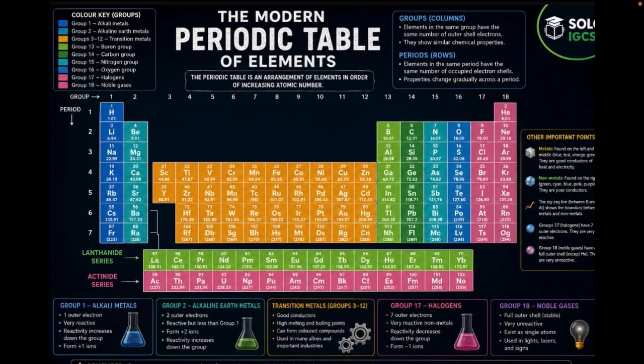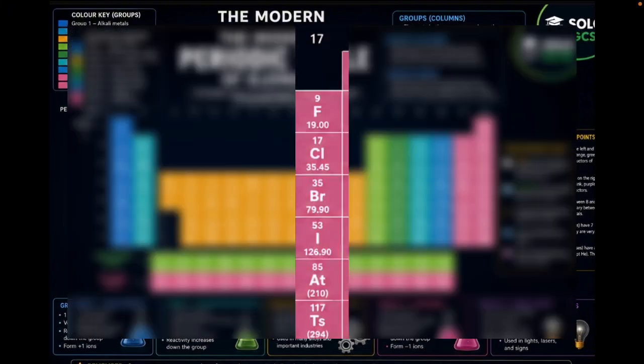Now move to the right side of the table. The pink section is group 17, the halogens. These are reactive nonmetals with 7 outer electrons. They tend to gain 1 electron and form -1 ions. An important trend to remember is that halogen reactivity decreases as you go down the group.